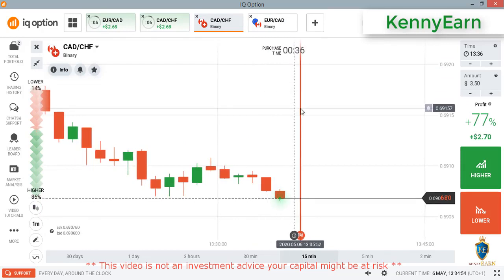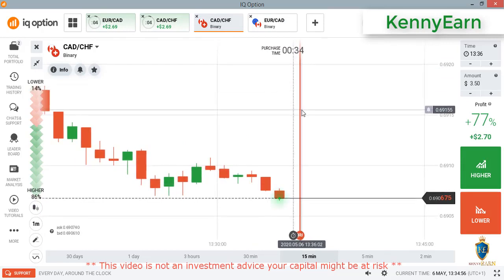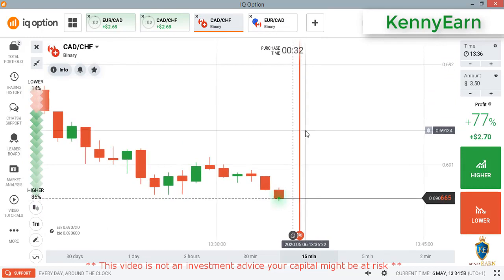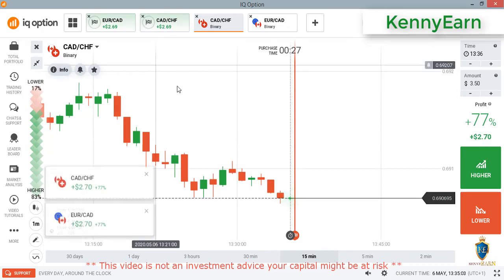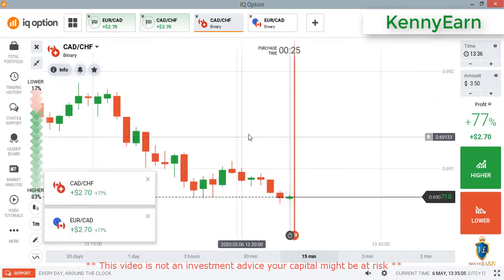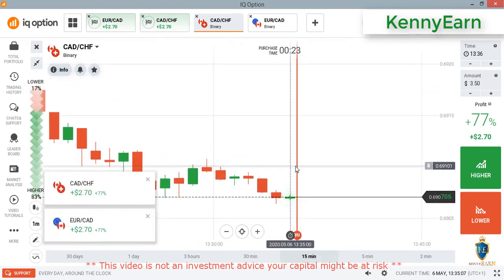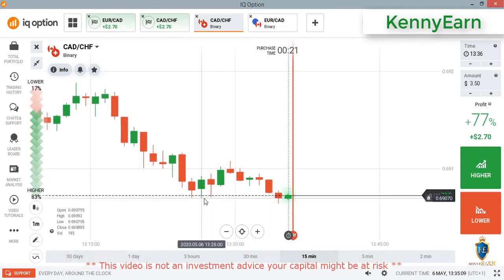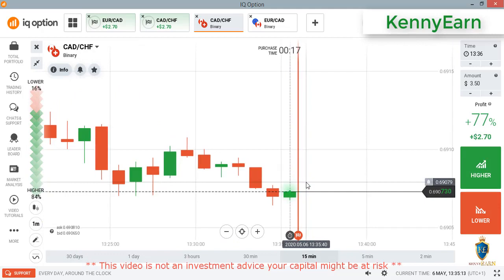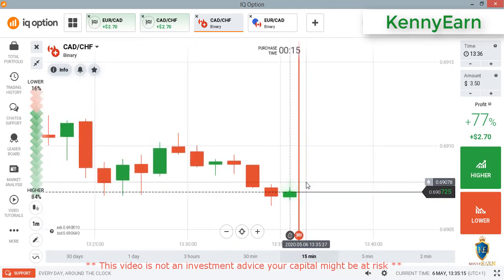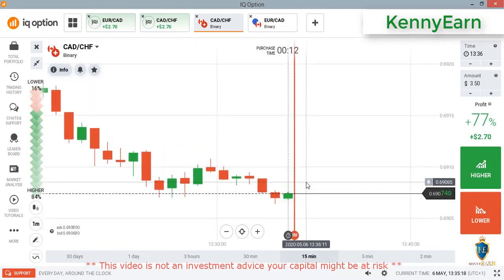You can see they are going in line. Okay, good. We won that trade. That was an ITM. Let's wait for the next candle, then we can frame up our next trade. Let's just hold on and see so that we can frame up the next trade.